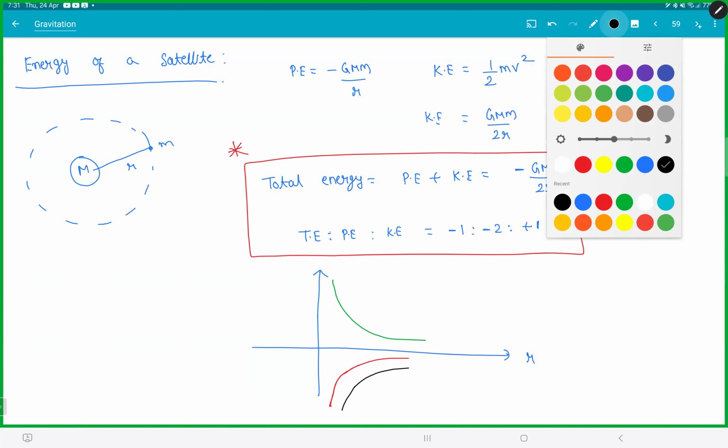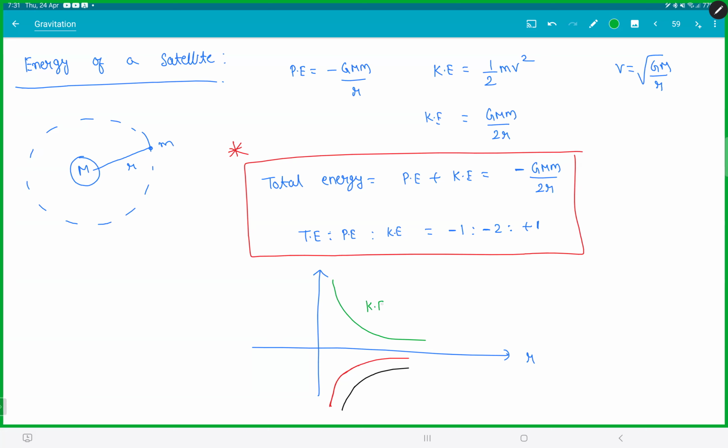The green one is positive, so that is your kinetic energy. The black one, if you see, is more negative, so this is your potential energy. So potential energy is more negative than the red one. Red one is your total energy. Is that clear, everyone? Clear?